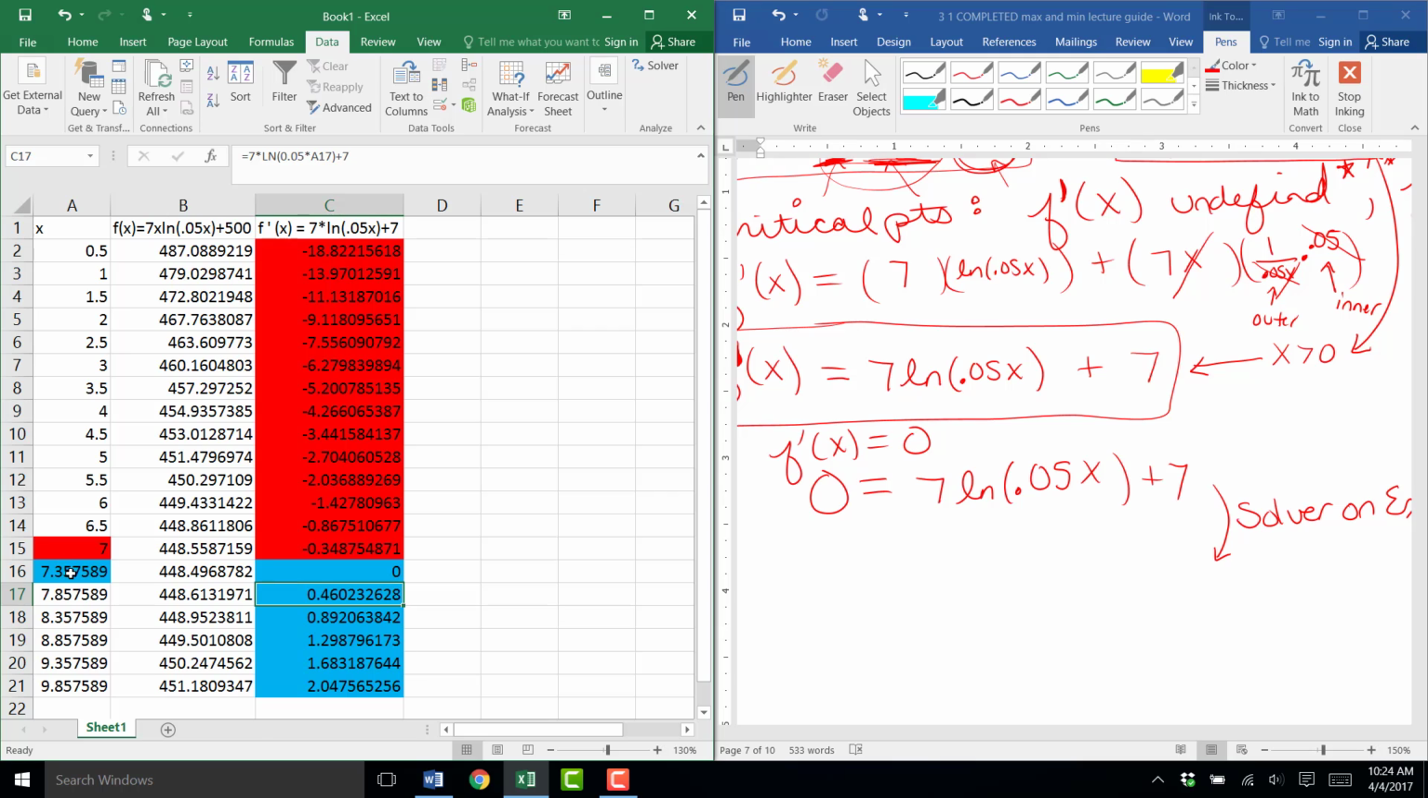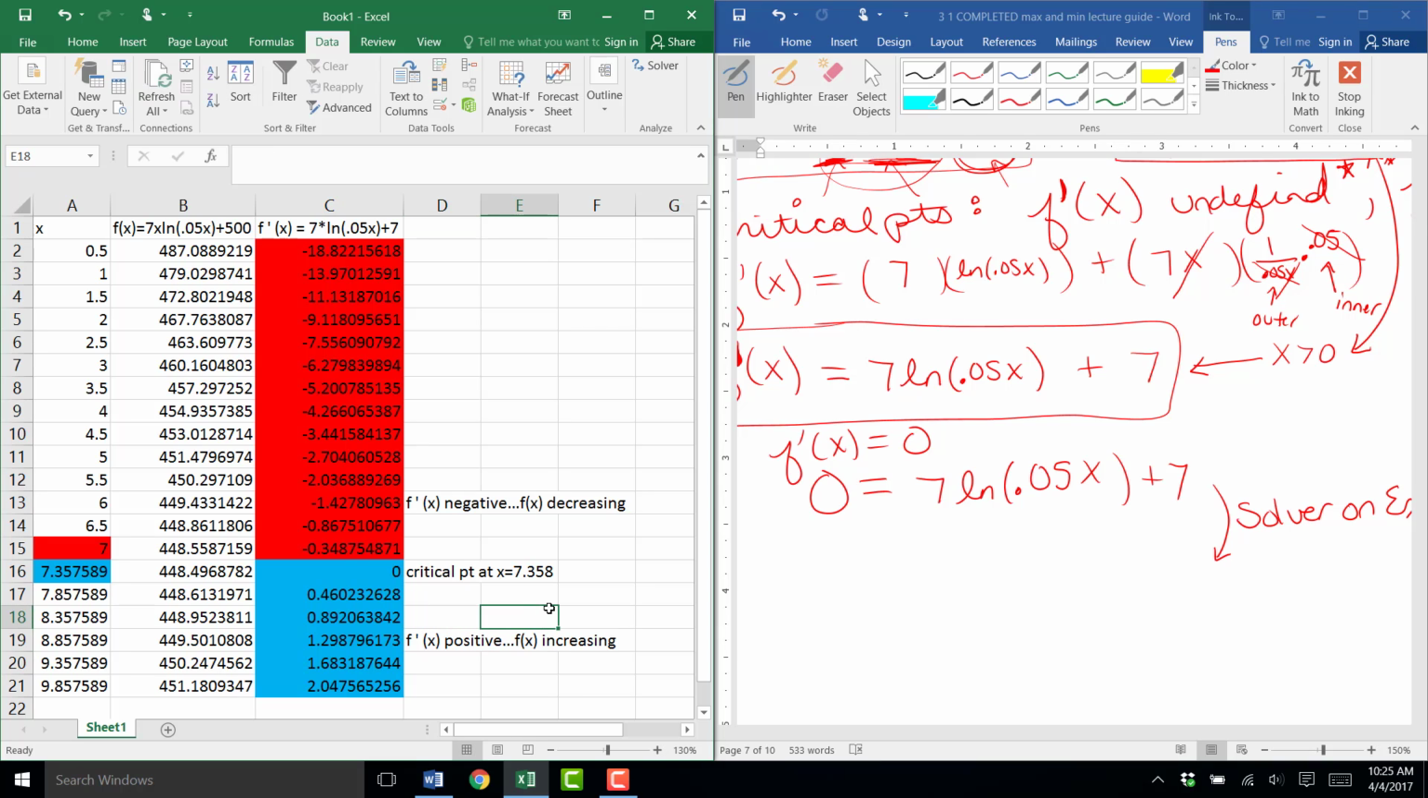When x is 7.357589 approximately, the derivative is 0. So this is my critical point at x equals 7.35, I'm going to say about 8. Just rounding it a little bit there. Right, I notice before that critical point, f prime of x is negative, so f of x is decreasing. And after that critical point, f prime of x is positive, so f of x is increasing.